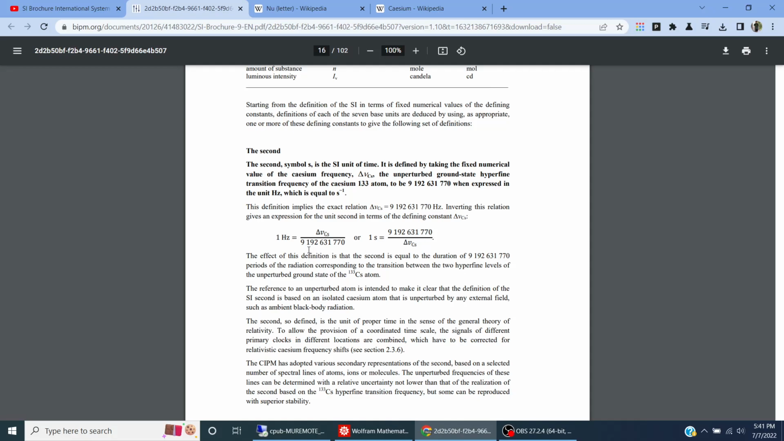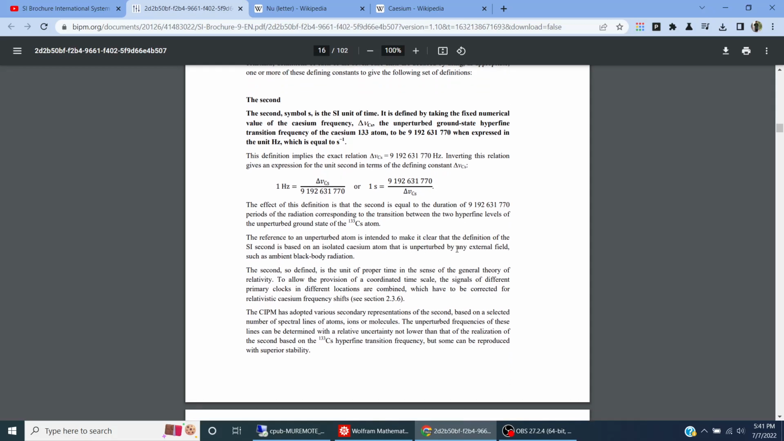The effect of this definition is that the second is equal to the duration of 9,192,631,770 periods of the radiation corresponding to the transition between the 2 hyperfine levels of the unperturbed ground state of the cesium-133 atom. The reference to an unperturbed atom is intended to make it clear that any definition of the SI second is based on an isolated cesium atom that is unperturbed by any external field, such as black body radiation.